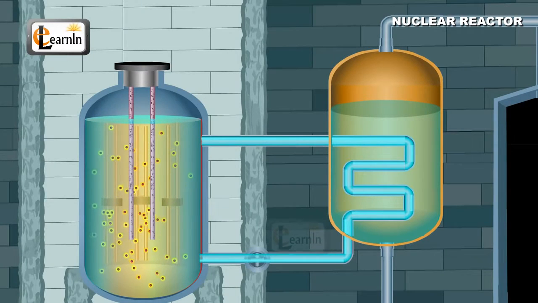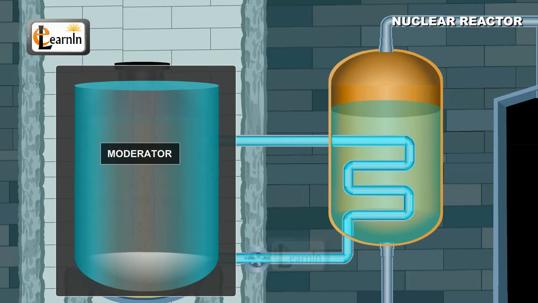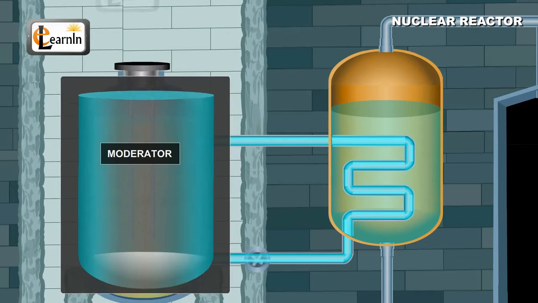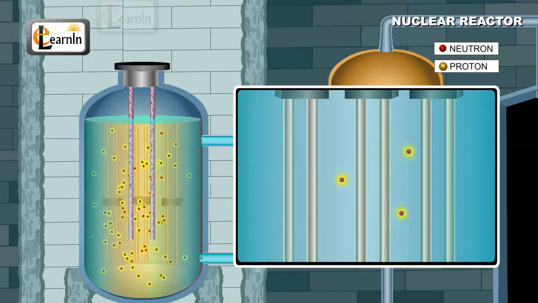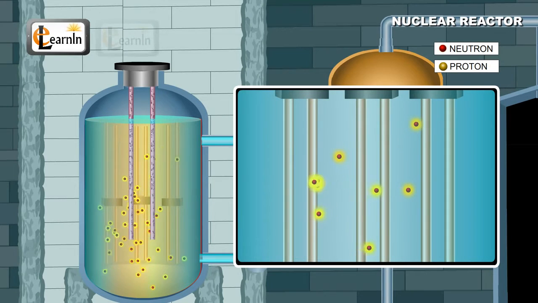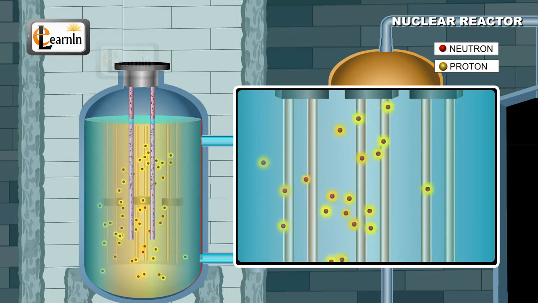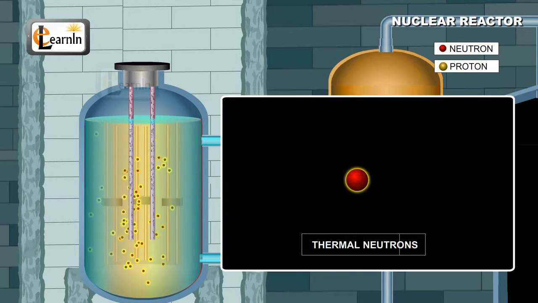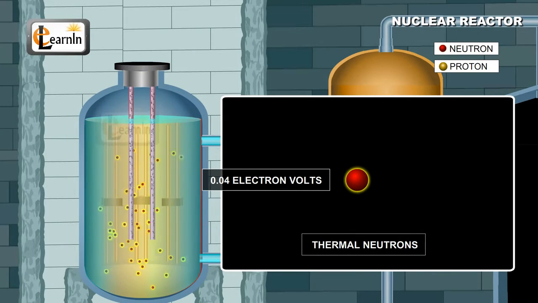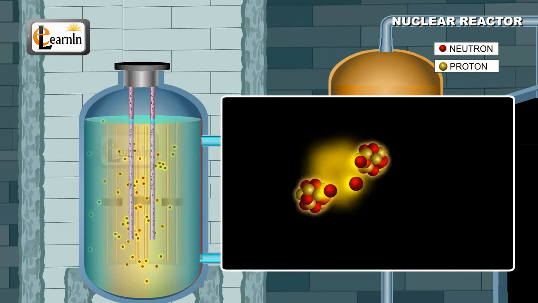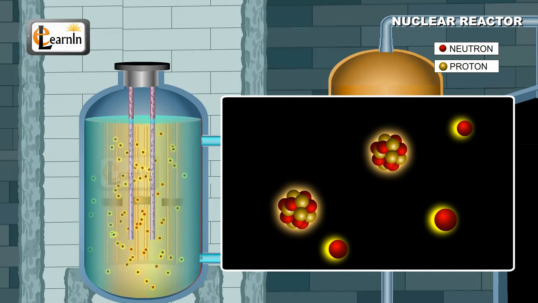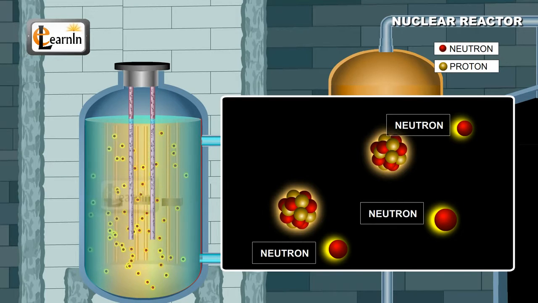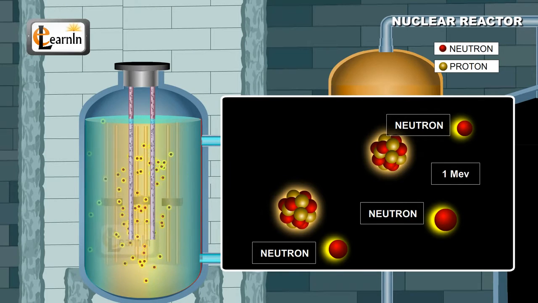These fuel elements are normally immersed in water, which acts as a moderator. The objective of a moderator is to slow down the high-energy neutrons in a nuclear reactor, which are produced during the nuclear fission process by the fuel elements. Thermal neutrons, which are the neutrons with energy of about 0.04 electron volts, are capable of producing fission reaction with uranium-235. During the fission reaction process, new neutrons are given out, which have energies of about 1 MeV. This is 1 mega electron volts.